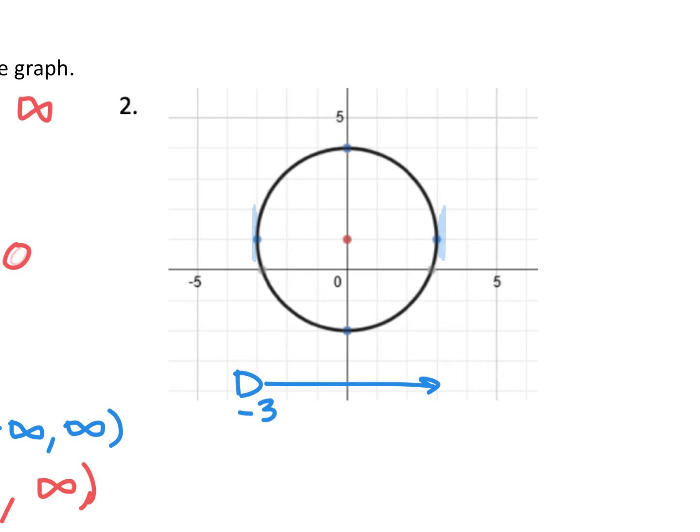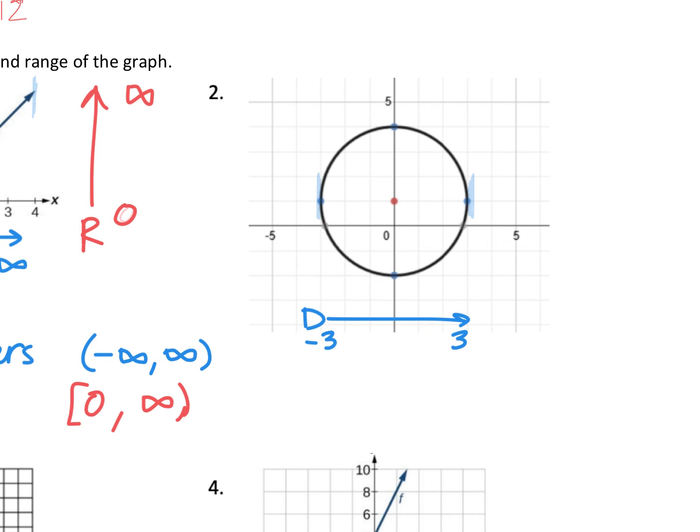Okay, if you look at mine, maybe it's a little bit easier. And then it goes to the right-hand side. Where does it kind of stop? 3, and it's stopping. It's a circle. It doesn't have arrows, not continuing on forever. So we'll go ahead and write our domain, and then we'll come back for the range.